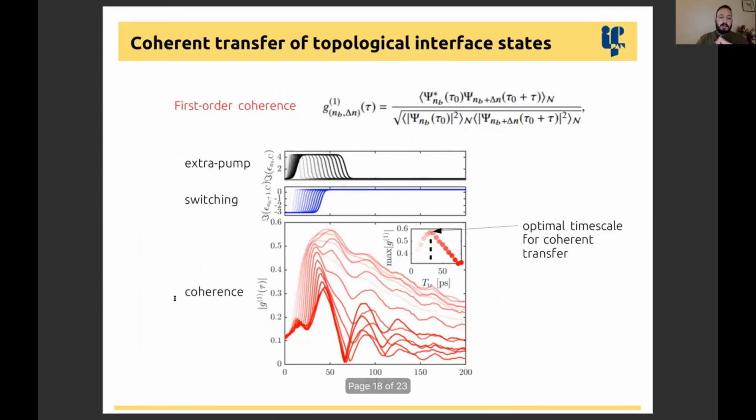and seeing what is the best way to address the shift in the coherence. So in this plot, I show the temporal coherence as a function of the switching time. And we can see that for different switching times, there is actually an optimal time scale for this coherent transfer, which comes from the interplay of the switching time and the coherence time, which is intrinsic to the driven dissipative system, even at the steady state.